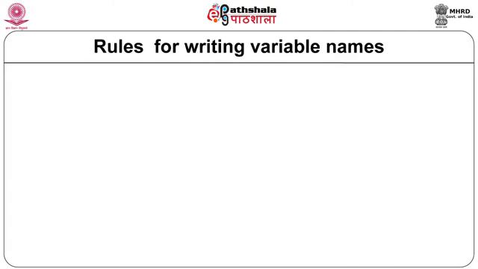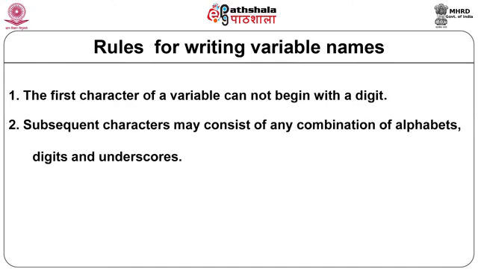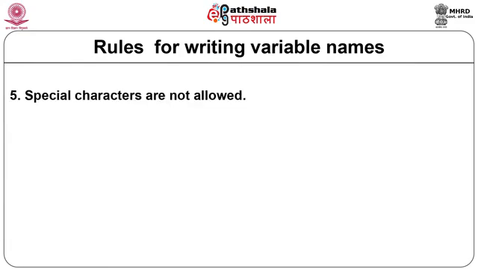There are certain rules given for defining or constructing variable names. The first character of a variable name cannot begin with a digit. Subsequent characters may consist of any combination of alphabets, digits and underscores. A variable name should not be more than 31 characters as far as a 16-bit compiler is considered. For other types of compiler, different lengths of characters can be considered. Blank spaces are not allowed in a variable name. Special characters are also not allowed.